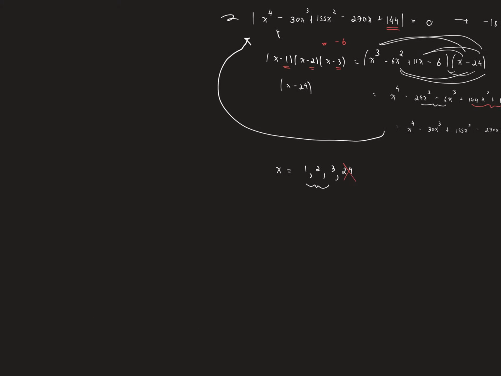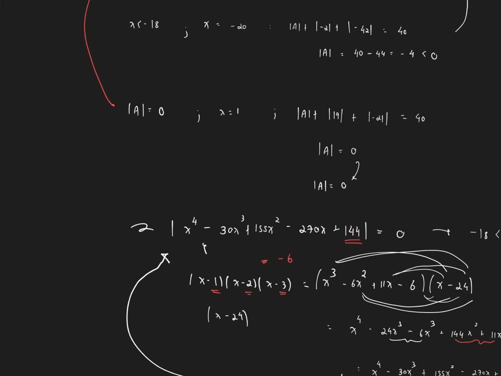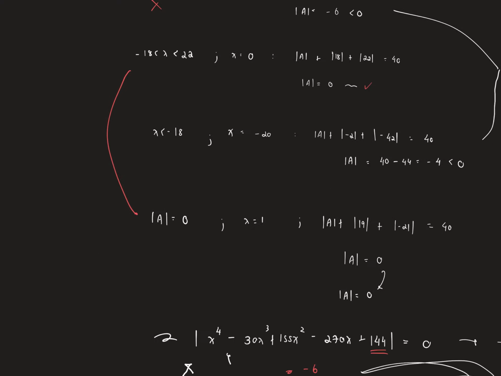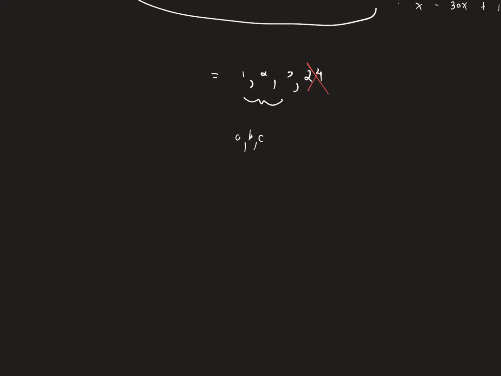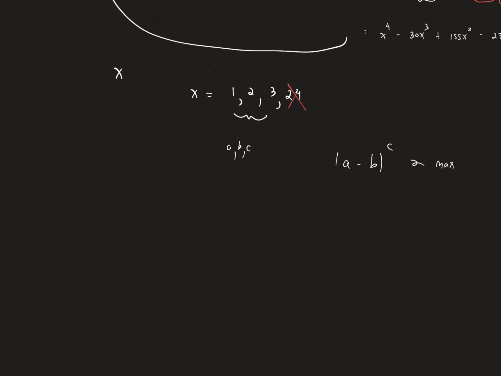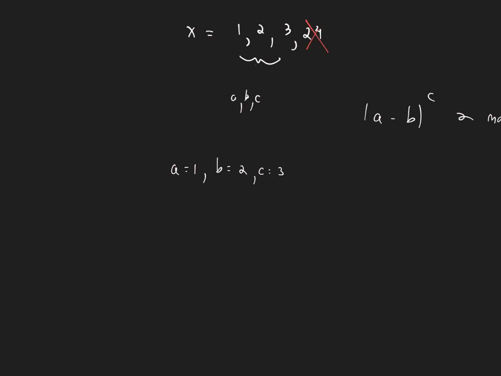It means that there are A and B and C, but we still don't know what A and B and C are. So there is still one condition that we can use, which is that A minus B to the power of C gives us a maximum value. Maximum value. So we need to try. What if A equals 1 and B equals 2 and C equals 3? We need to try 6 cases.